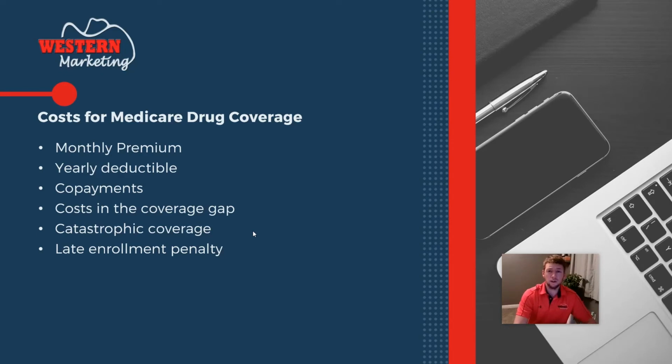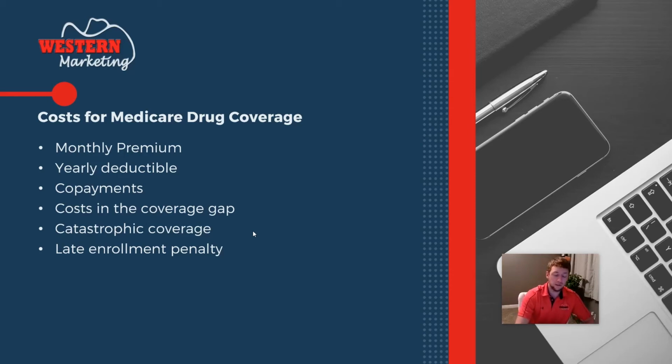Next is the yearly deductible. Most of the plans this year have a $445 deductible. Not all plans have a deductible, and not all are $445, but that is the one you'll run into most. Your clients will need to pay $445 out of pocket before the plan will kick in on most of these plans.